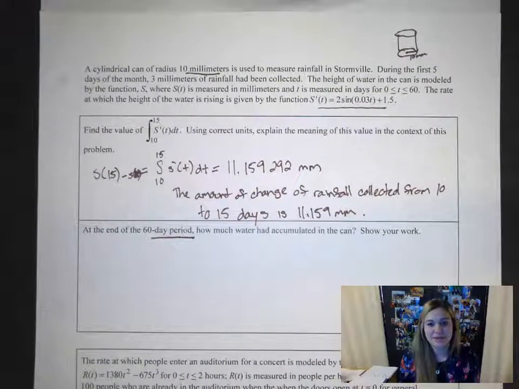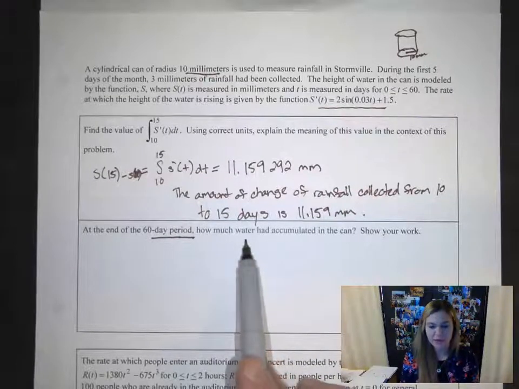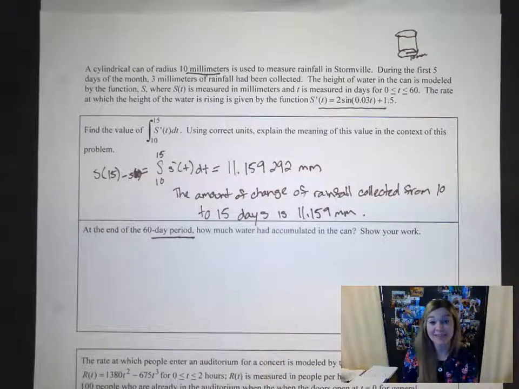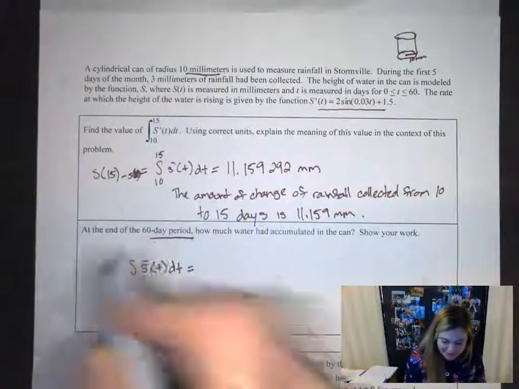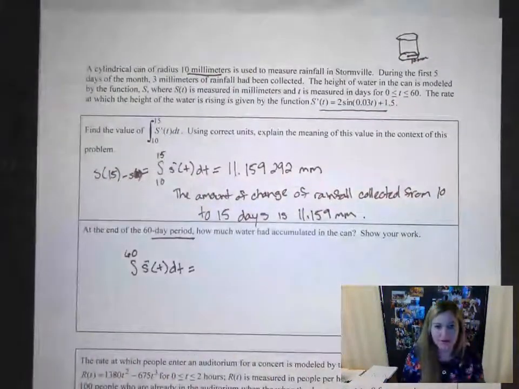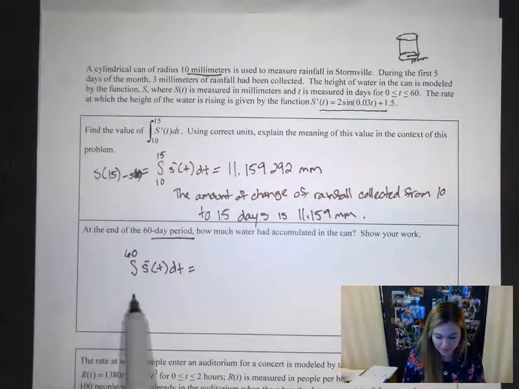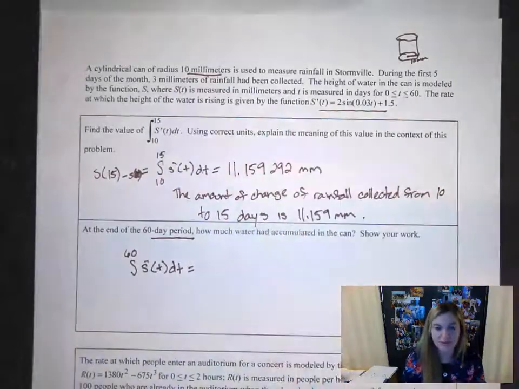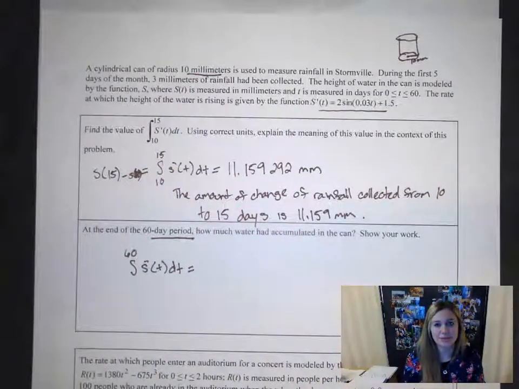Okay, at the end of the 60-day period, how much water had accumulated in the can? So let's think about this. We've got to find something we know. So if we're talking about the water that accumulated, what would that be? S of t or S prime? It's going to be S of t, and we find that using the integral of S prime. I know it's the end of 60-day period, so 60 is going to be up here, but I have to think, what do I put down here? This says during the first 5 days of the month, 3 millimeters have been collected. This is where we get to use that.